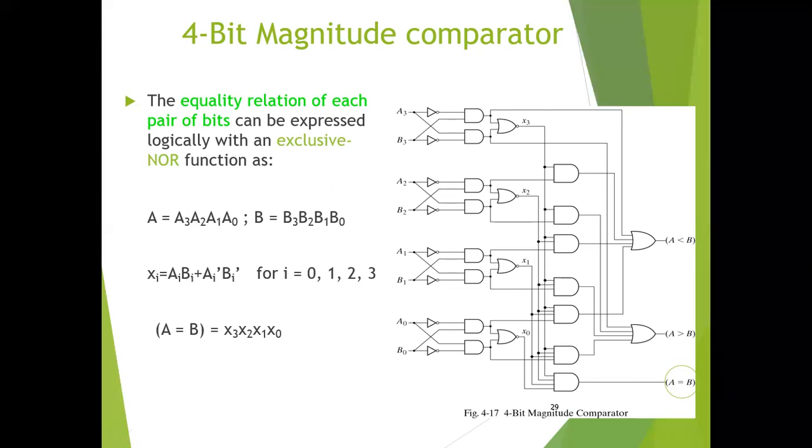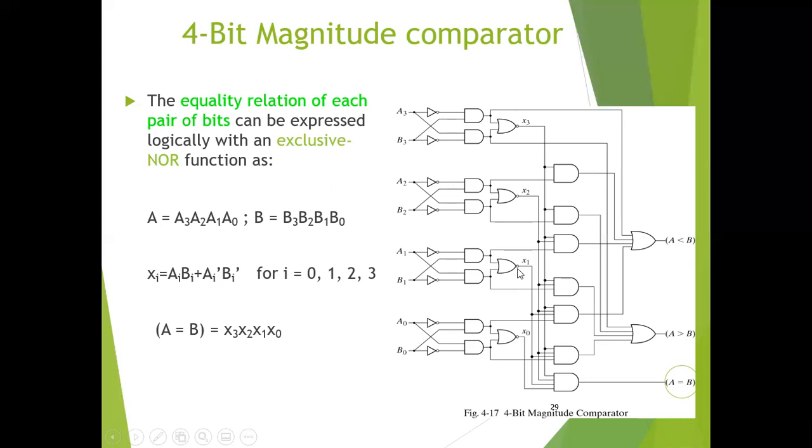For equality, an exclusive NOR circuit can be used to compare two numbers, and for that purpose, this will be the equation for the exclusive NOR function: Xi is equal to Ai Bi plus Ai complement Bi complement. We can also implement this by using an exclusive OR circuit and taking an inverter at the output of the exclusive OR circuit, as seen here.